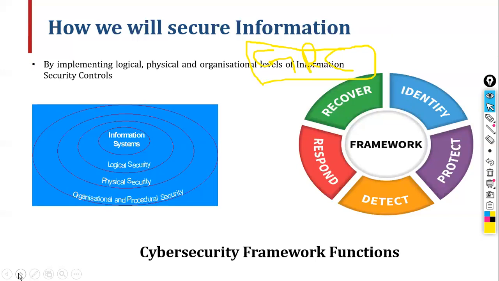So the question comes here: how are we going to secure our information? What are the things we need to implement across the organization? What would be our approach? Like we have seen the NIST framework. The NIST framework talks about identify, protect, detect, respond, and recover. There are five phases of the NIST framework.